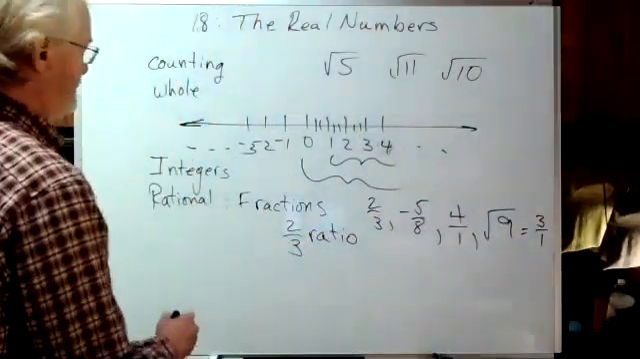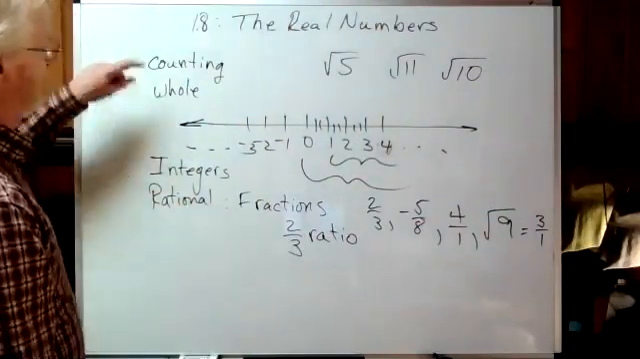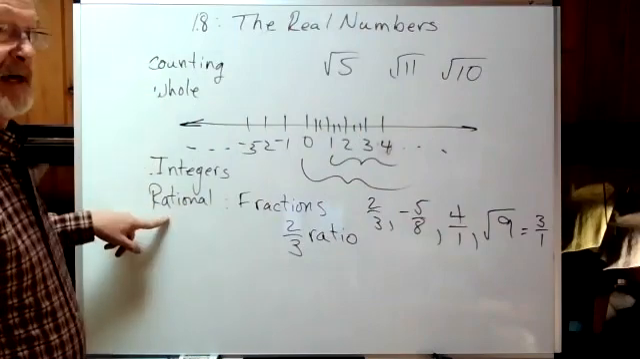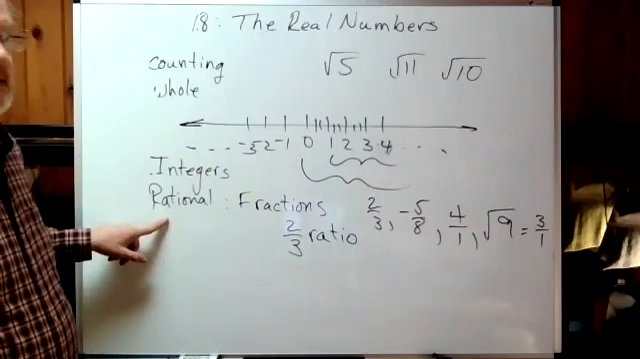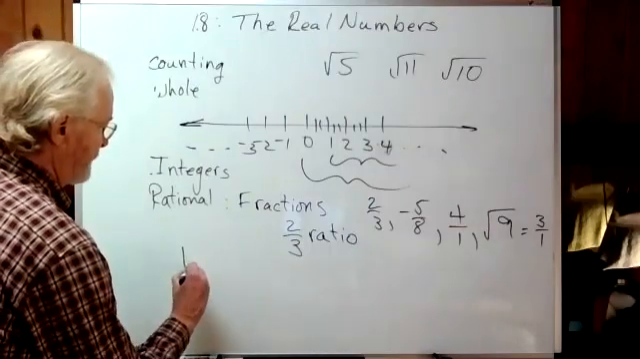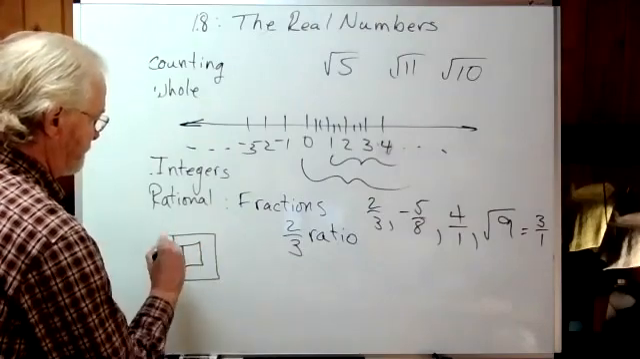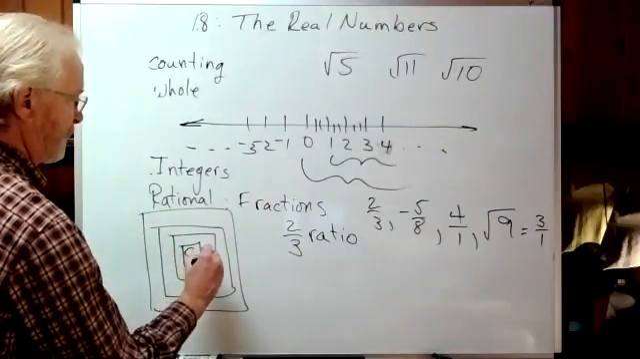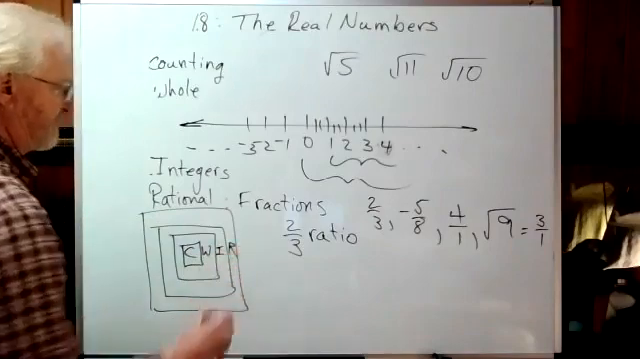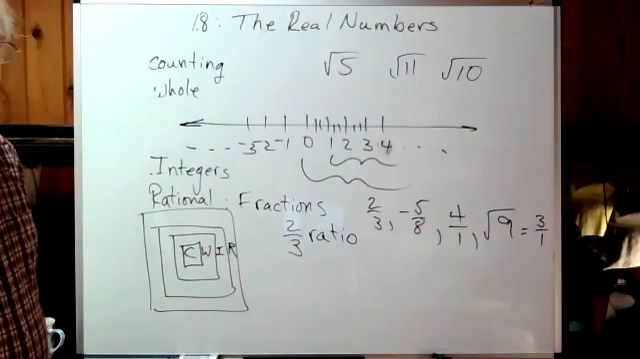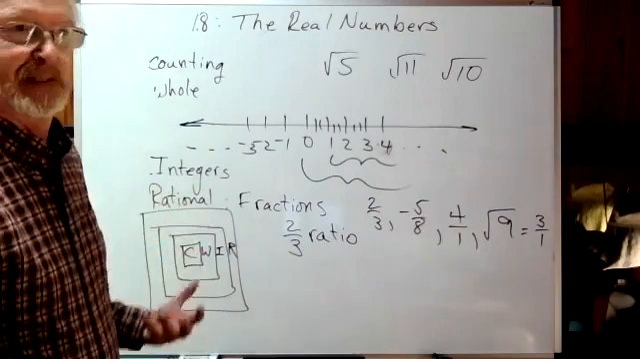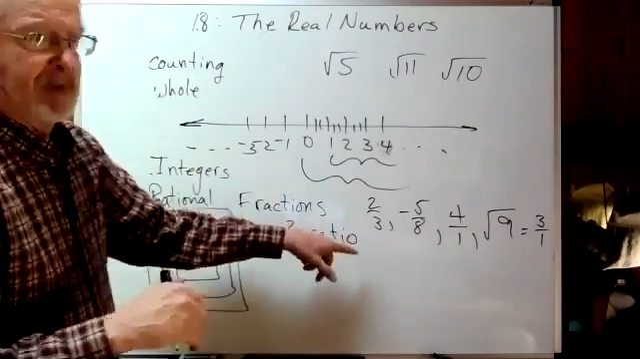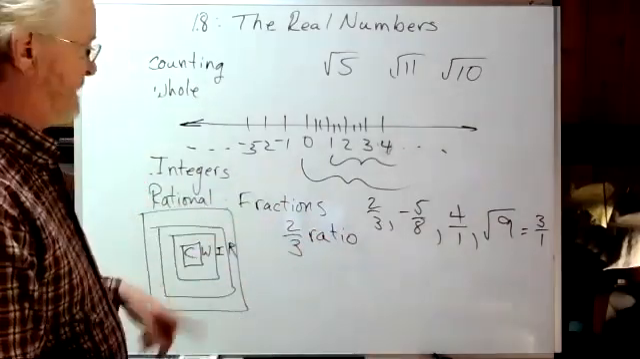Backing up right now, notice this is like Russian dolls. Counting numbers are all whole numbers. Whole numbers are all integers. Integers are all rational numbers. Everything's inside. In fact, a common Venn diagram shows them all like this: the counting numbers, the whole numbers, the integers, and then the rational numbers. That doesn't represent the relative size of those sets, just how they relate to each other. We're going to come back to that.